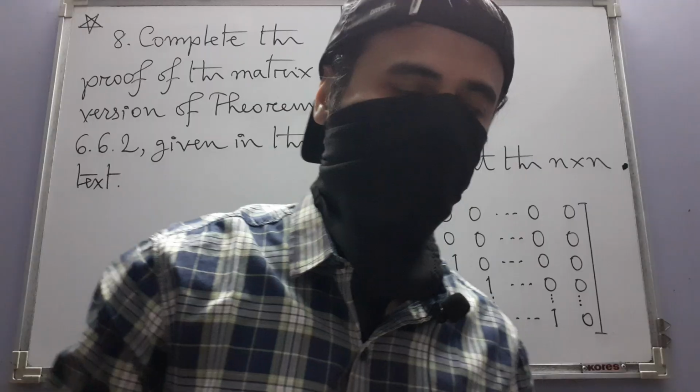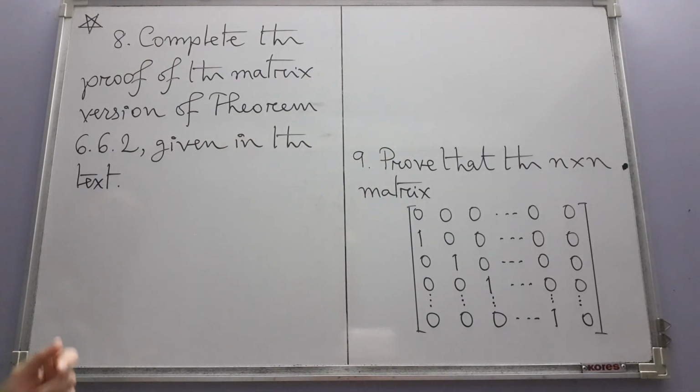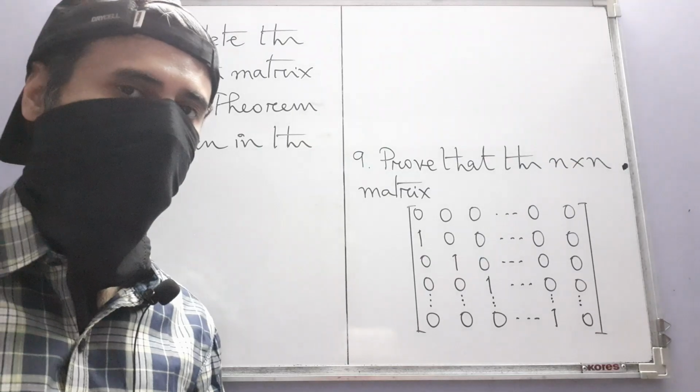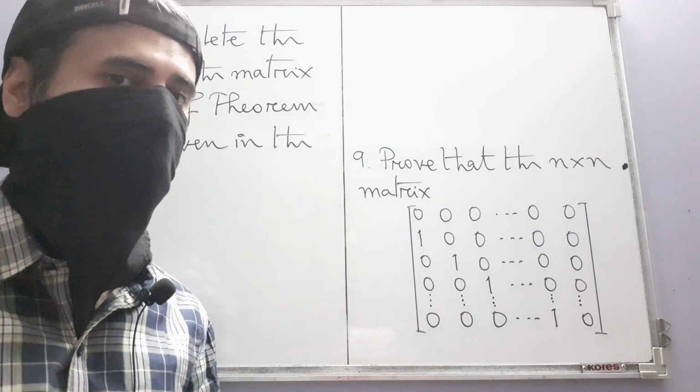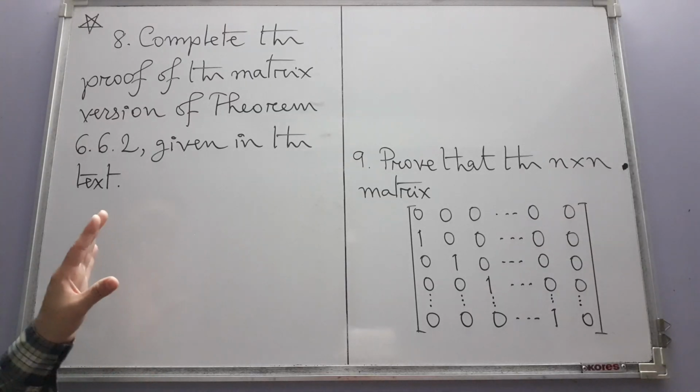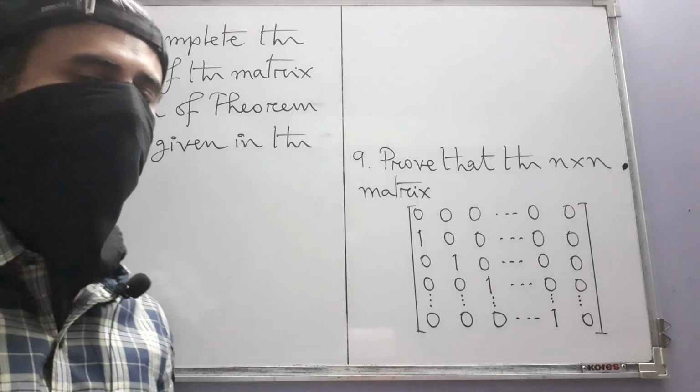Next, let's see exercise 8. In this one, we have to complete the proof of the matrix version of theorem 662. We have already seen and proved the operator version. For this, however, we don't actually have to do anything.